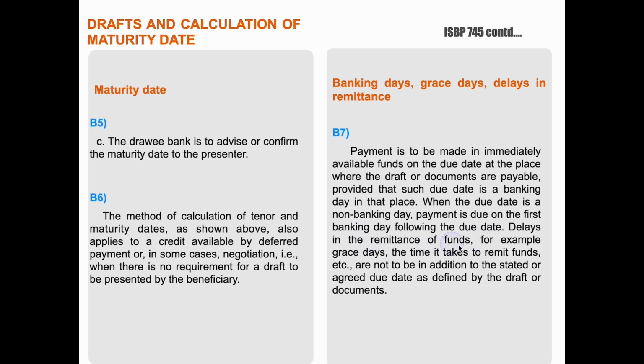And delays in the remittance of funds, for example grace days, the time it takes to remit the funds, etc., are not to be in addition to the stated or agreed due date as defined by the draft or documents. Simply, the funds must be settled on the due date without fail. There is no grace period or time for transit of funds, especially in case of eastern currencies like Japanese yen or Chinese yuan. The settlement process is often time taking, right? And it is the responsibility of the funding bank to make the payment on due date without fail, or else the beneficiary bank may demand interest for the delayed period.